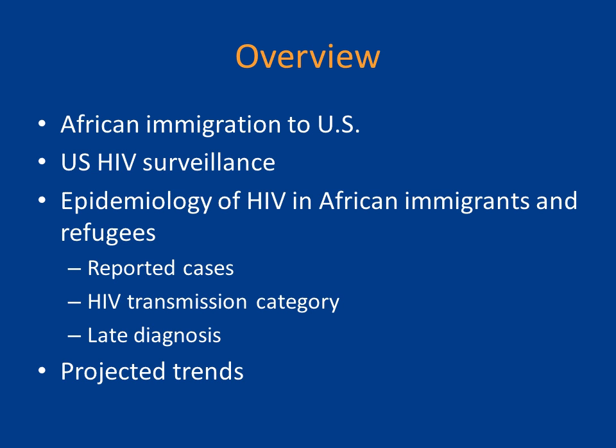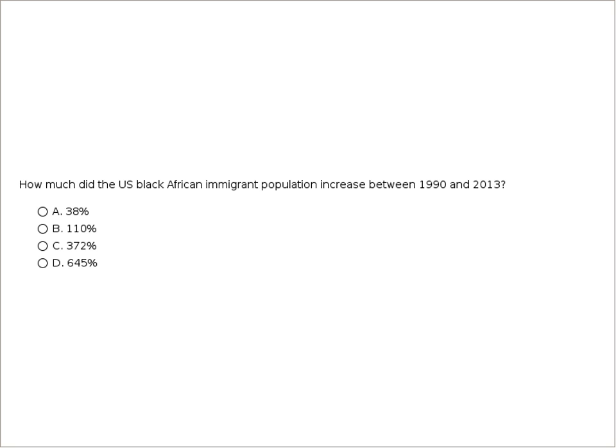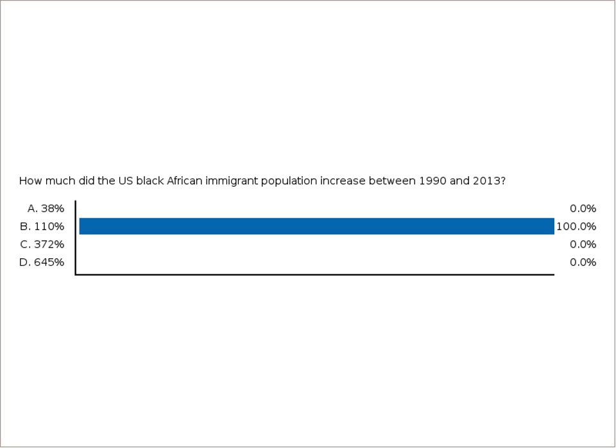So to start off, I have my very first polling question, which is, hopefully you were all awake during Dr. Perumalswami's presentation, and you can answer this question. How much did the U.S. Black African immigrant population increase between 1990 and 2013? Please submit your answer. We have about 40 answers so far. I'll give people a few more seconds to respond. Okay, so the most frequently chosen answer was 110%.